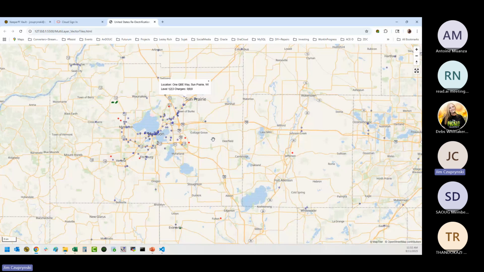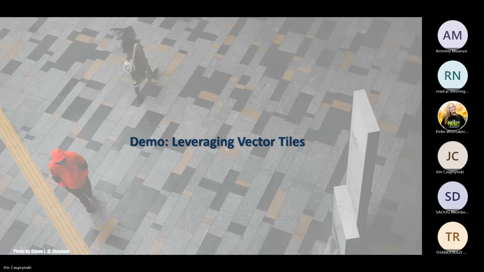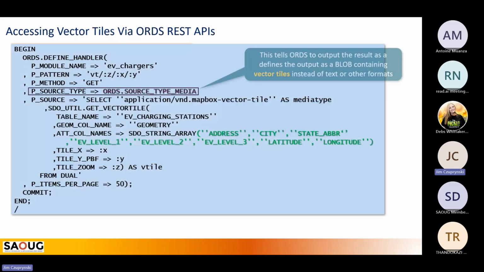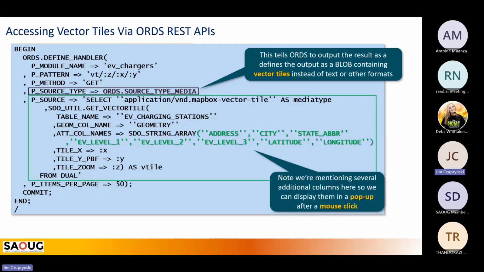So how did you do this? It's all Oracle. Let me show you. What I did is I built an ORDS, Oracle REST Data Services, REST API module, defined a template within that module called EV chargers. And here's the magic. This particular module has a handler, and this handler outputs an ords.sourceType media output.